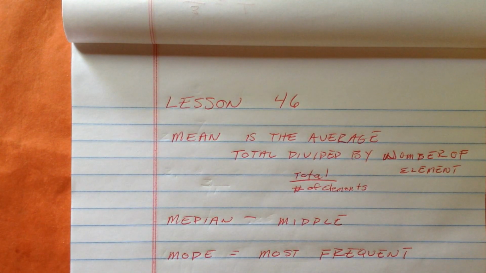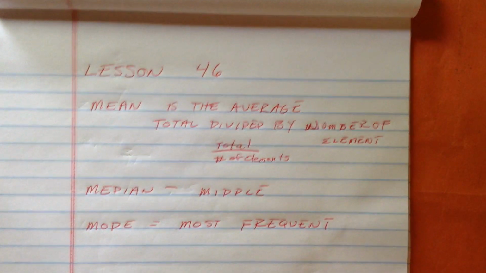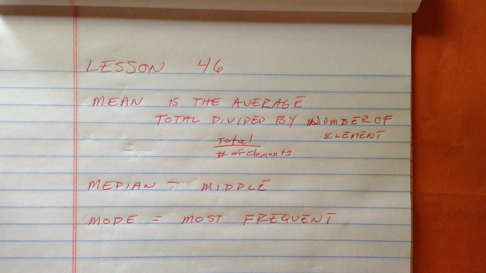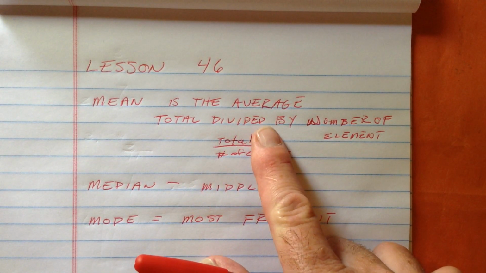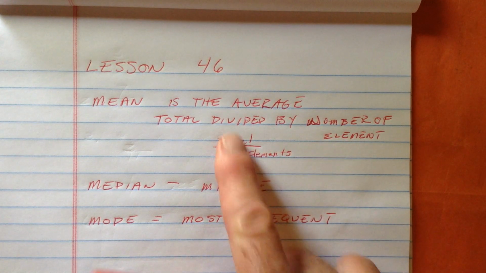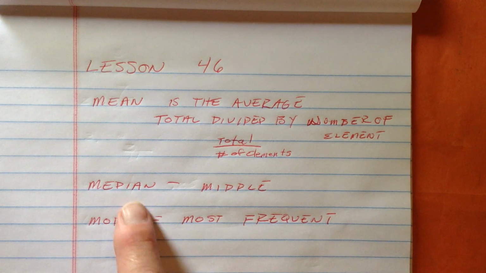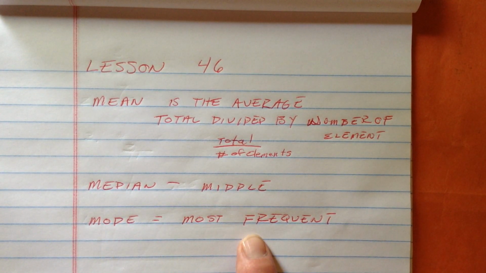Just as a going over the vocabulary, lesson 46. Mean is the average. It means you take the total of a number set and then you divide it by the number of elements. Or it's the total divided by the number of elements. I'll do examples of this. The median is the middle number, and the mode is the most frequent.